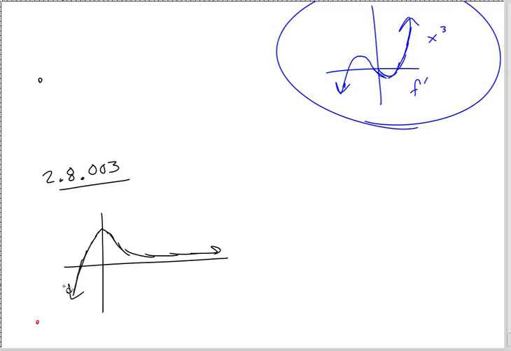And so you can see that I'm rising. So that's going to be a positive. So I'm going to be positive all the way up here. And then I'm falling. So I'm going to be negative.